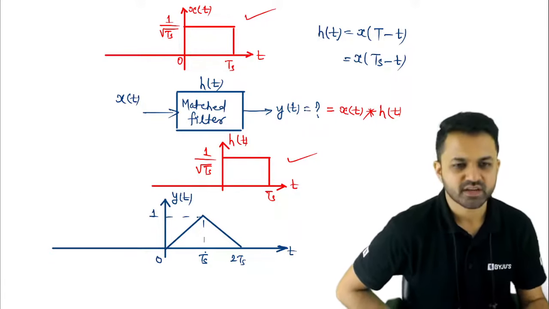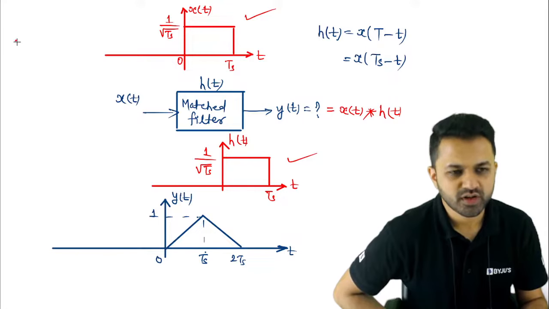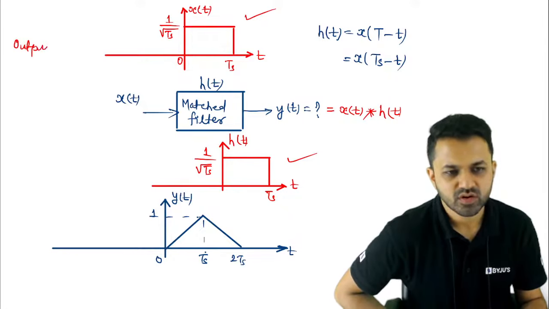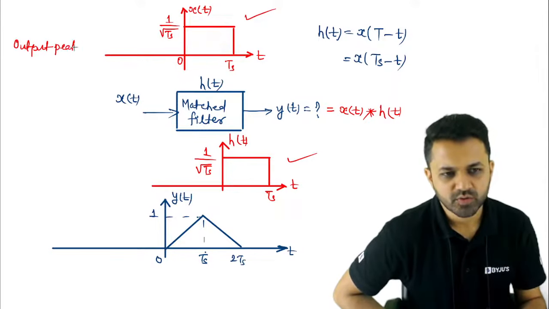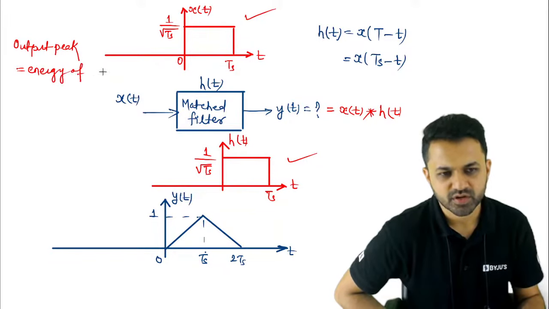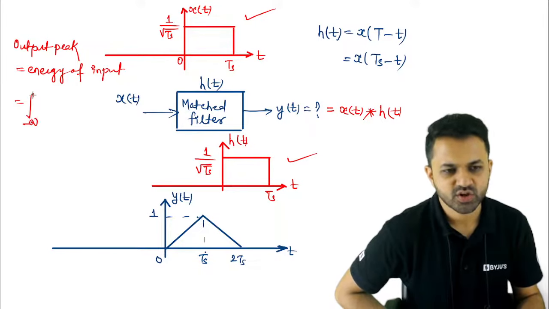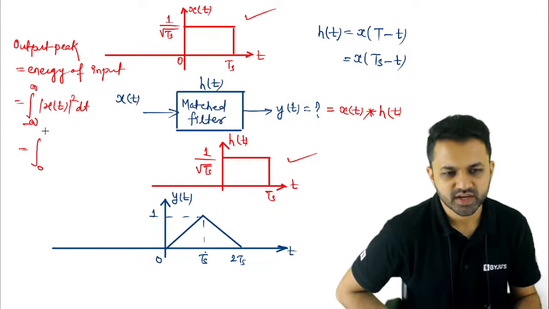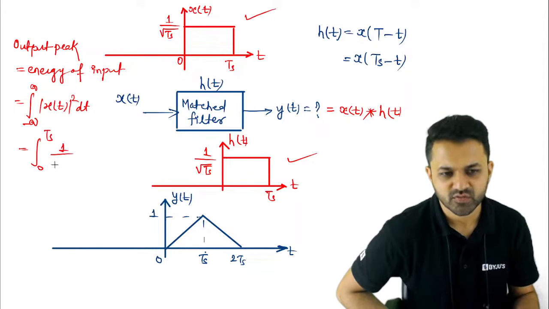We also know that the output peak is equal to the energy of the input. So what is the energy of the input? How do you calculate it? Energy of the input is the integral from minus infinity to infinity of |x(t)|^2 dt. So when you integrate from 0 to ts, what is the value of x(t)? It is (1/root ts) the whole square dt, so it is ts upon ts, which is equal to 1.